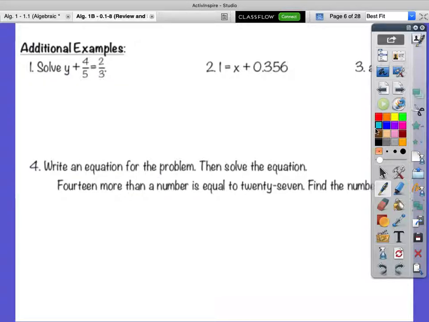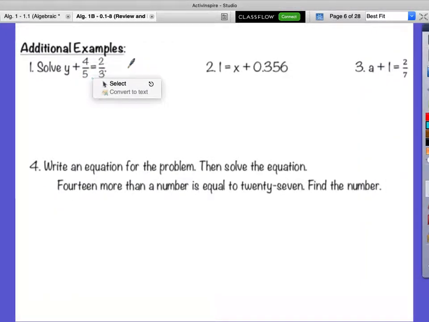But we need to get y by itself there. Now, we have two different things we can do to start trying to get y by itself. What's one thing that we can do? Subtract 4 over 5, right? Get that away. That might be a really good idea for us to do. Another thing we can do if you prefer is we can clear the fractions.